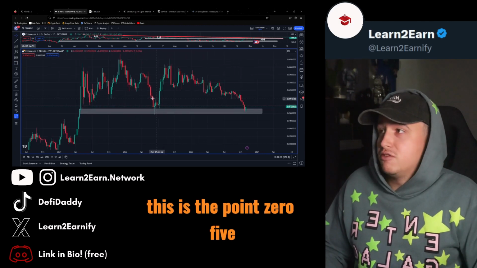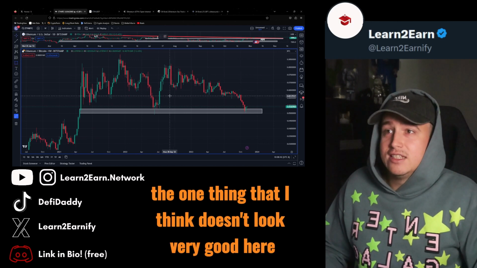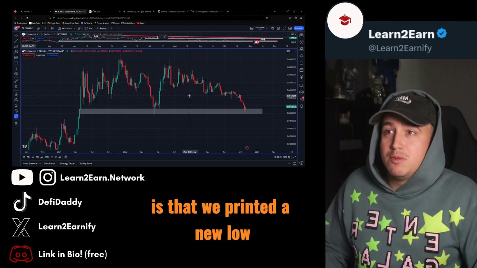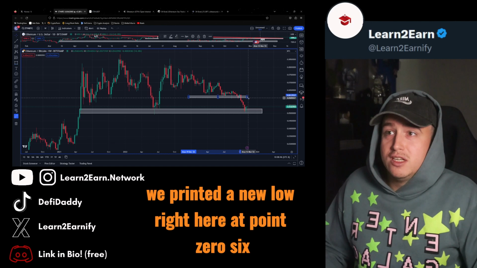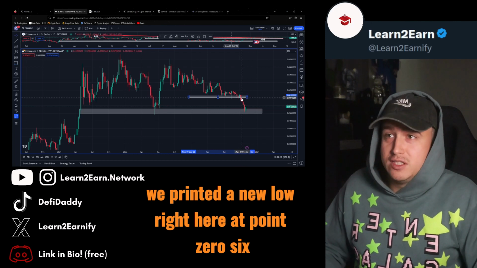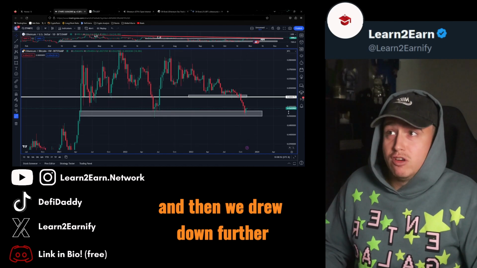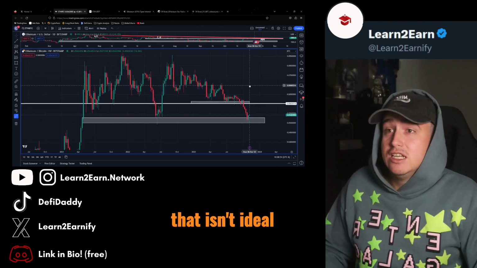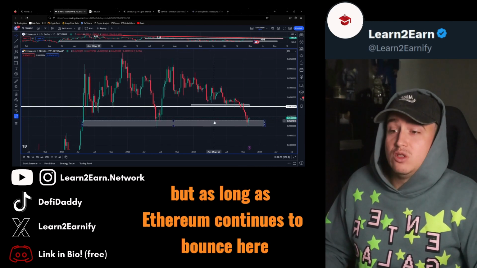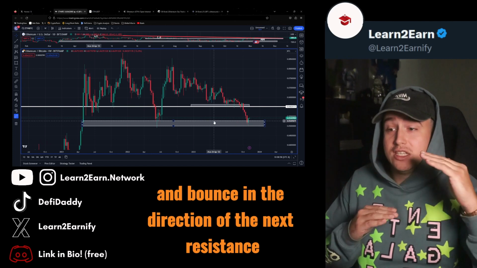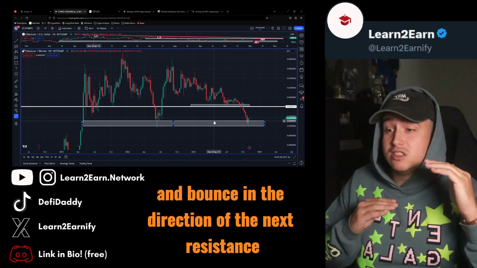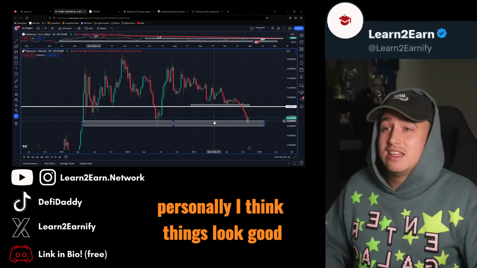This is at 0.05. The one thing that I think doesn't look very good here is that we printed a new low. We printed a new low right here at 0.06. And we put a horizontal line there, and then we drew down further. That isn't ideal, but as long as Ethereum continues to bounce here and bounce in the direction of the next resistance, personally, I think things look good.